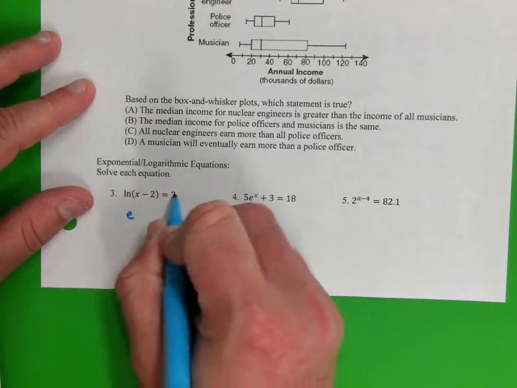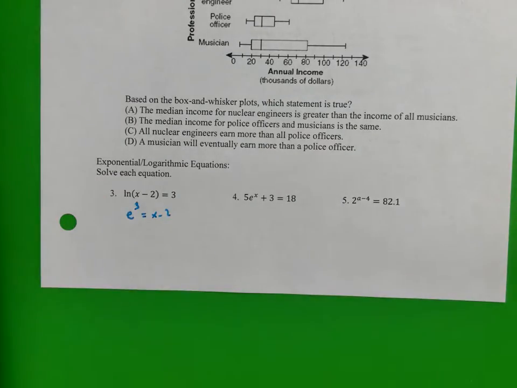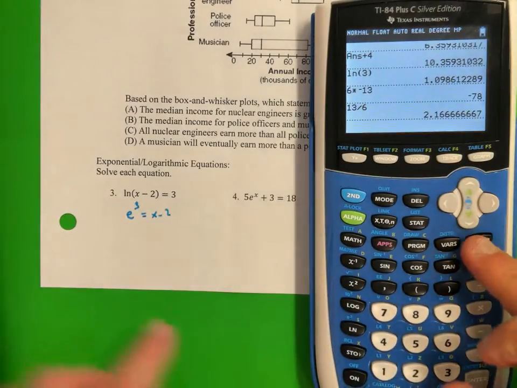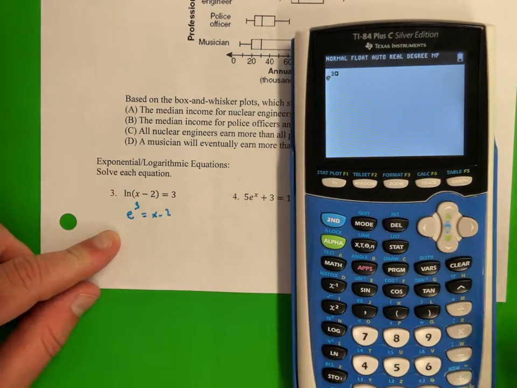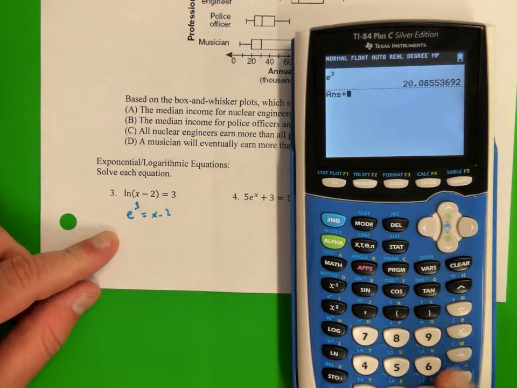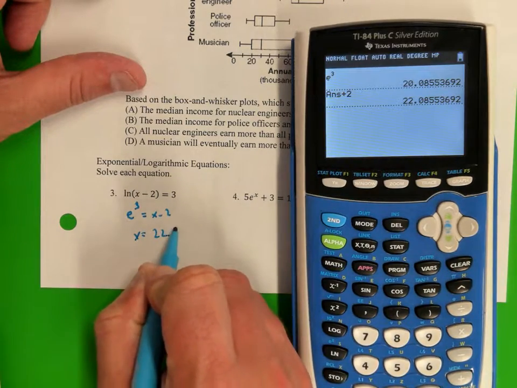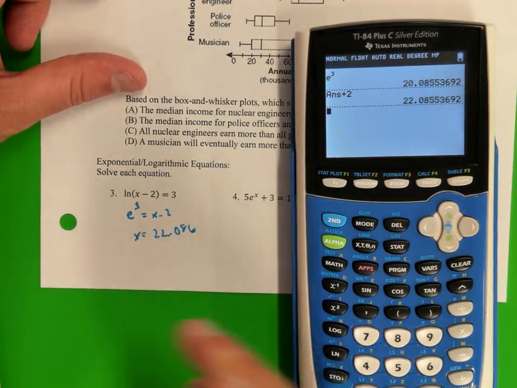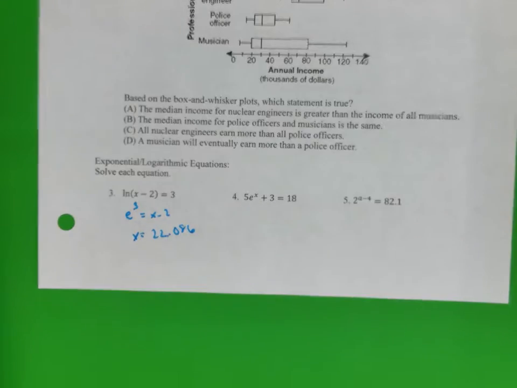E raised to the third equals x minus 2. E to the third plus 2. We're going to do how many decimal places? So it'll be 22.086. Okay. Number 4. Make sure you look at your paper on that one.